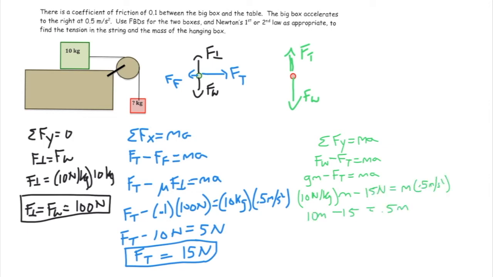I do know the tension and the acceleration. If I simplify my math and combine like terms, I get 9.5 times the mass equals 15, which means that the mass is 16. The red block has a mass of 16 kilograms.